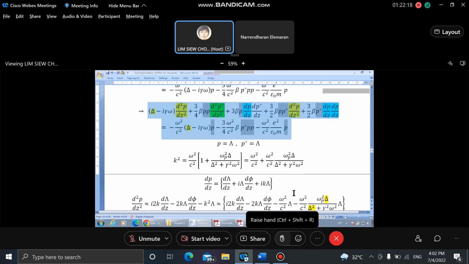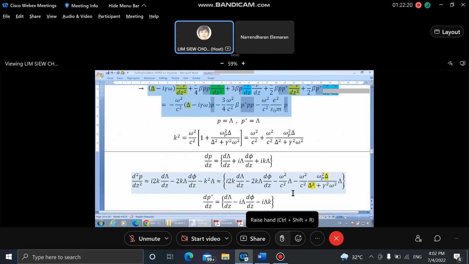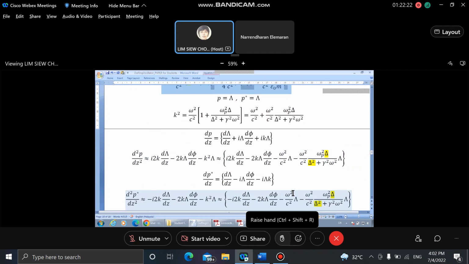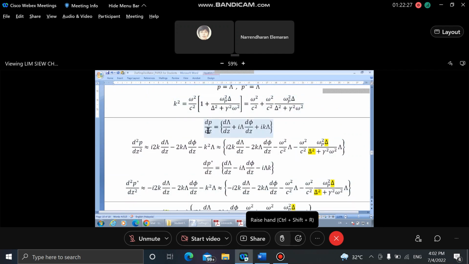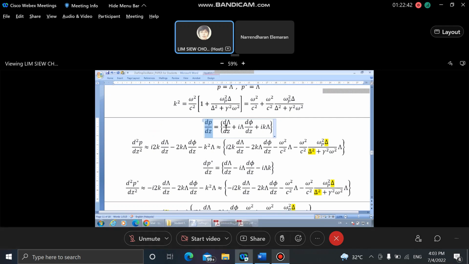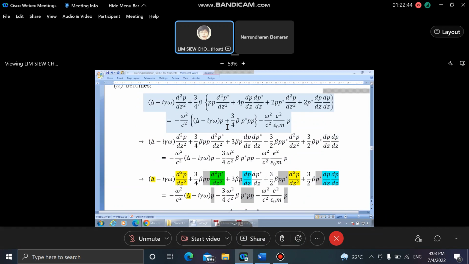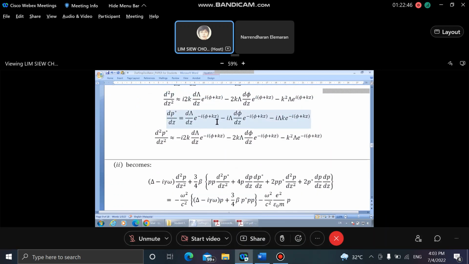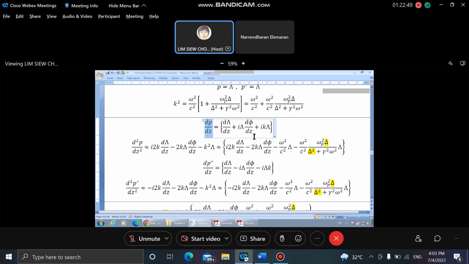Okay. So here are the intermediate steps. The dP over dz, dP is gamma exponent i omega t, i omega z. So you can work it out. And after this, you cancel the exponent i phi plus kz. So these are the intermediate steps.